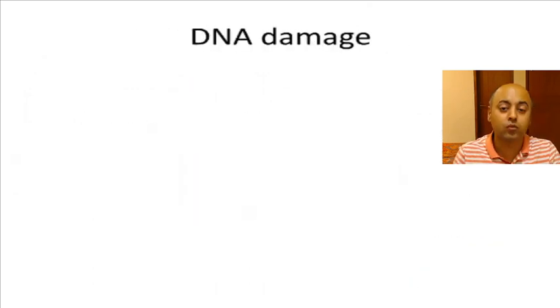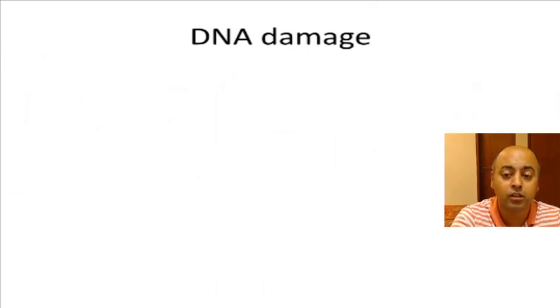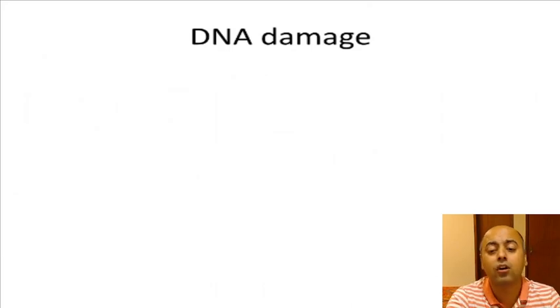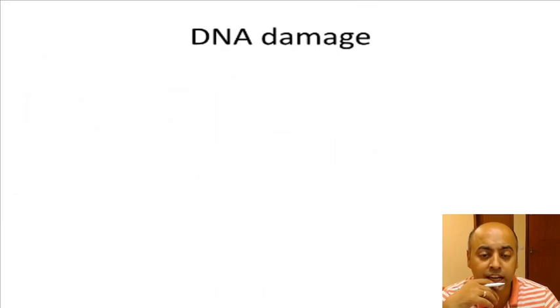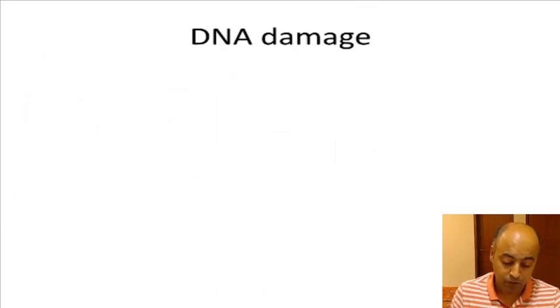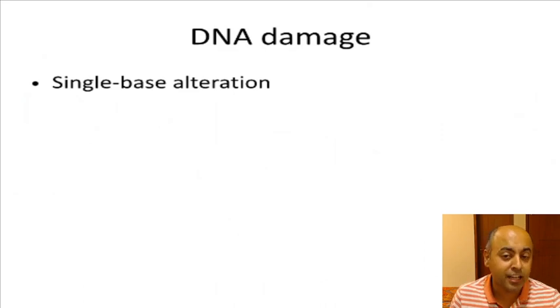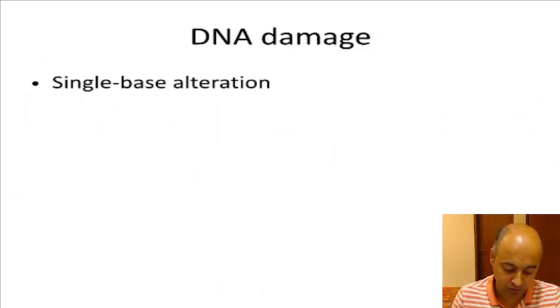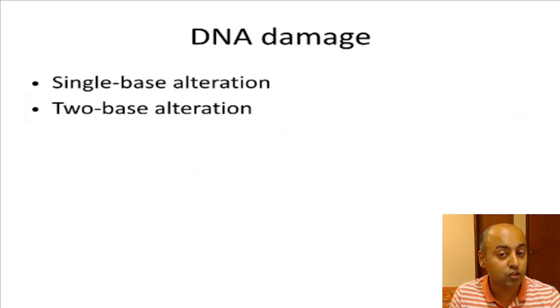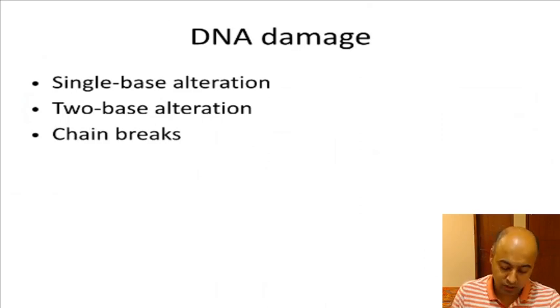So let us now quickly talk about the different types of DNA damage which can occur. Different types of DNA damage are commonly seen during either the process of replication or otherwise also inside the cell. There are various mechanisms which can cause damage inside the DNA. So what are the different types of damages? First is the single base alteration. Then we can have the two base alteration, and then we can have the chain breaks.